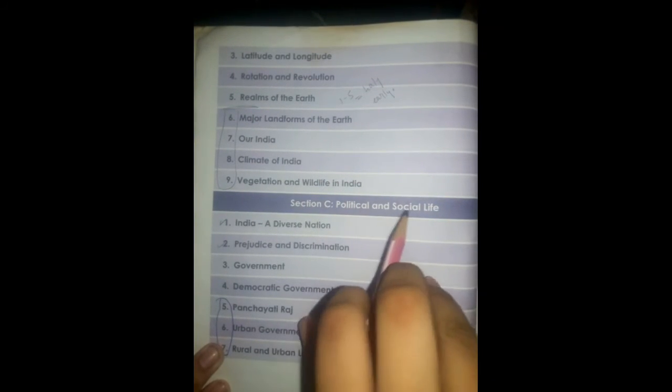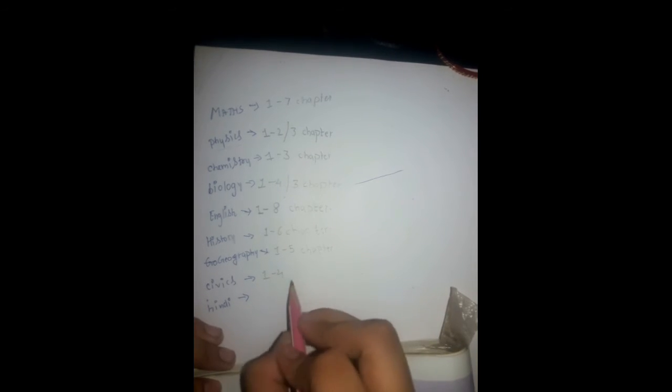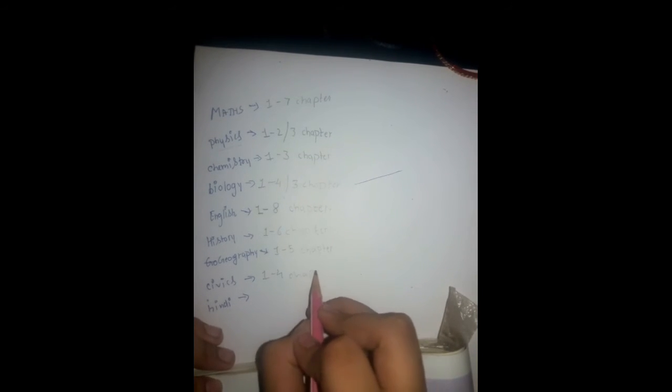Now coming to civics. There are 7 chapters in civics. It is written Political and Social Life. That is civics only. So I have marked here chapters 1, 2, 3, 4 will come in half yearly. There's nothing much to explain. I know the video is getting long, so now I'll try to complete it. Now only one subject is left.